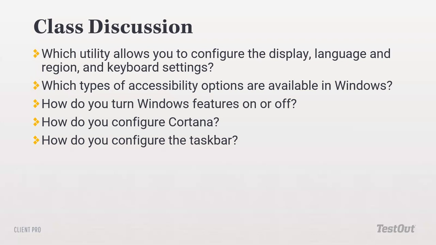There are different utilities that will allow you to configure the display, language, region. We do a lot of those in Control Panel, for example, but we also have personalization that we can more easily access. Lots of different accessibility options to display messages, to take sound and make it visible, to provide feedback to folks who may have visual disabilities via voice, via audio. How do you turn Windows features on or off? You can oftentimes do so via the control panel. You might also be able to do it via the services console.